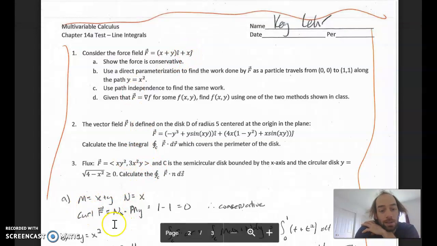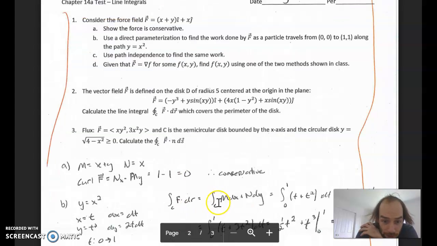To do that, I calculate the curl, or I want to show that N_x and M_y are the same thing. So the curl does it for me. I partial this guy with respect to x, that gives me 1. And I partial this guy with respect to y, that also gives me 1. Therefore, it's conservative. So that's a pretty easy one to do.